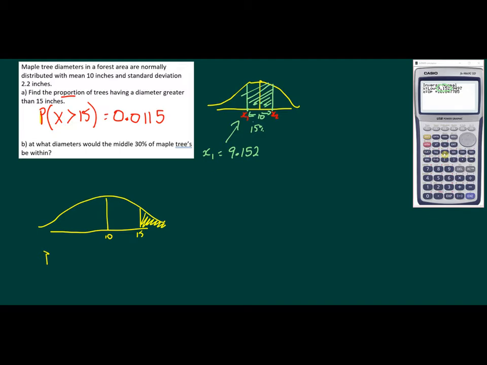Oops, I'll just go back so I can see it. Okay, so x1 is equal to 9.15, I'll just go 2 decimal places. And x2 is equal to 10.85 if we round it.